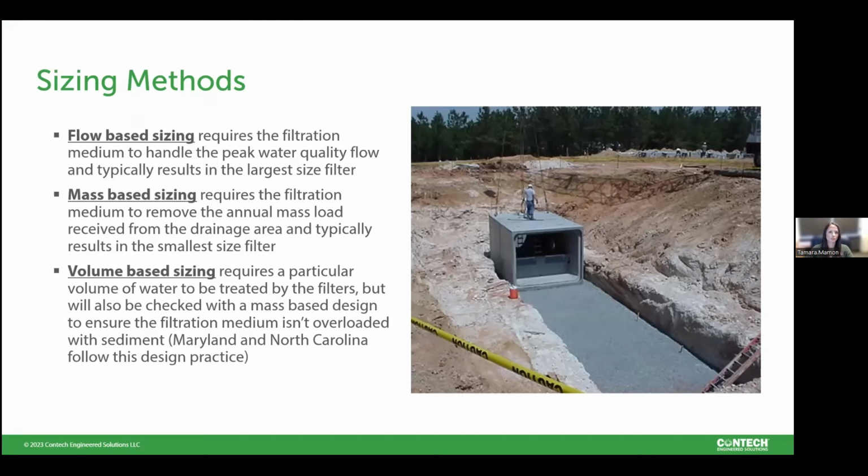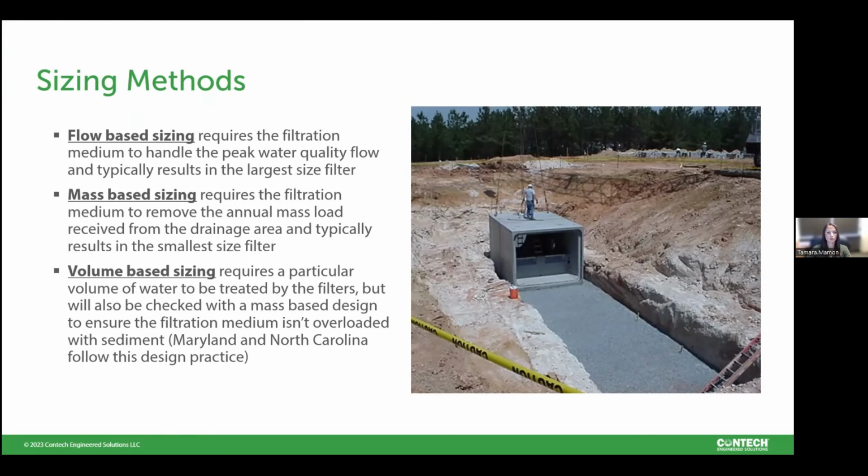There are multiple different sizing methodologies when you're designing a filtration system. I'd say one of the more common methodologies is a flow-based sizing approach, which requires the filtration medium to treat the peak water quality flow. Typically, flow-based sizing will result in the largest size filtration system. It can either be standalone or, when paired with detention, it is most commonly upstream of the detention system, serving as a pretreatment and reducing the maintenance interval of that downstream detention.